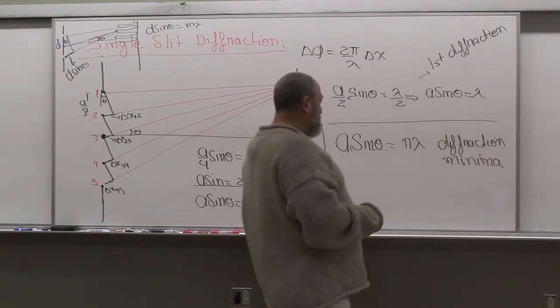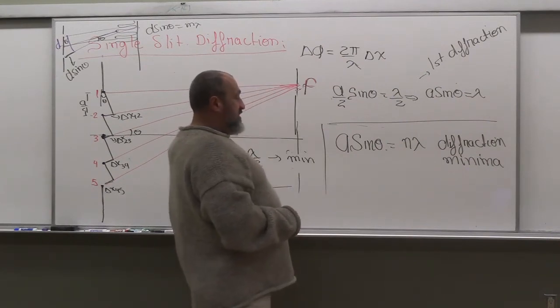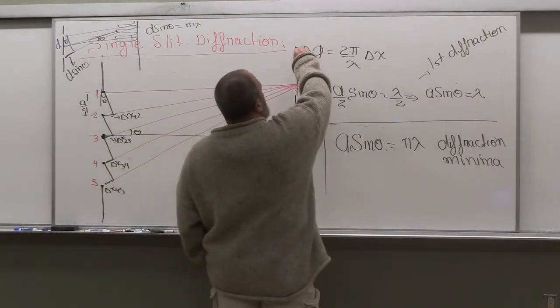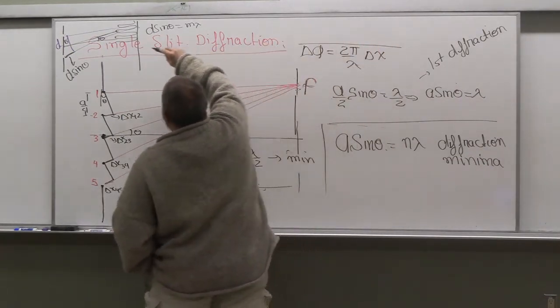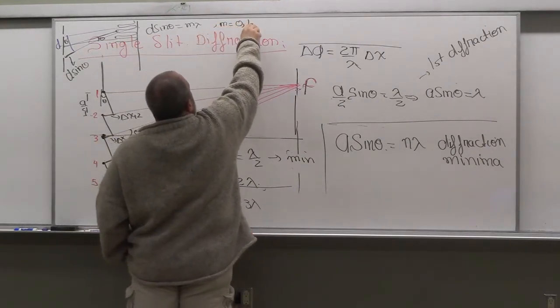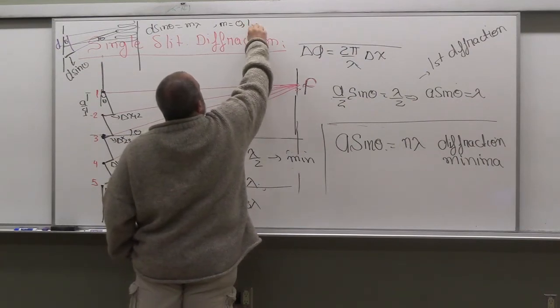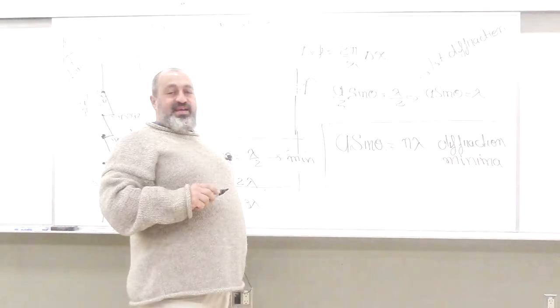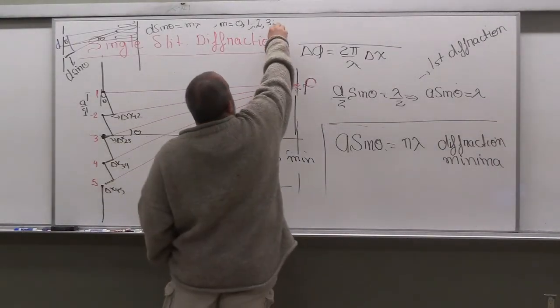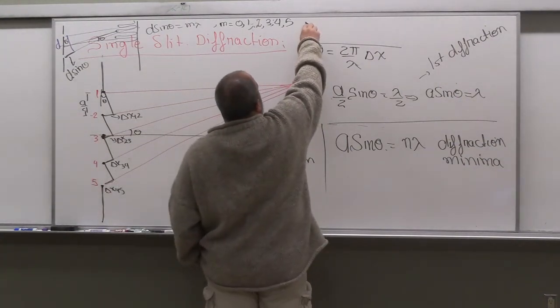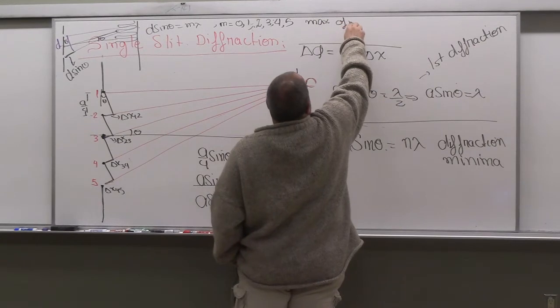Our general formula now is, well, before it was, remember, for double slit interference, I'll write it up here just for comparison, d sine theta equal to m lambda. M was 0, 1, 2, 3, 4, 5, whatever. Okay, that gave us the interference maxima.